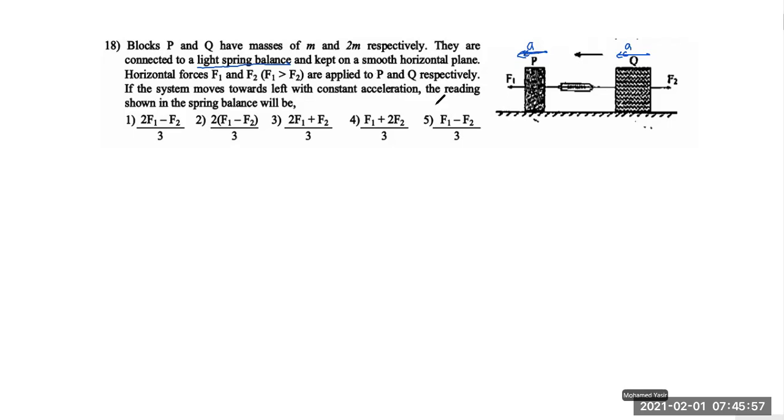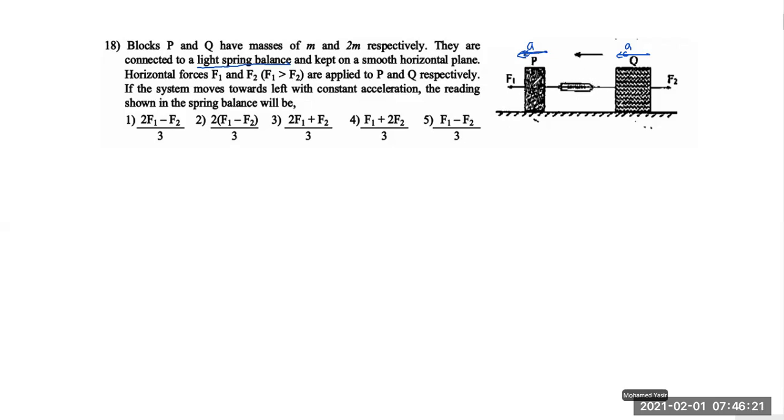All right. They have mentioned that if the system moves towards left with constant acceleration, what will be the reading shown in the spring balance? So the entire thing is moving to the left. Right. So the spring balance reading. Now this is a light spring balance.